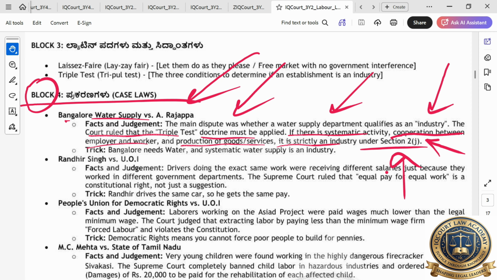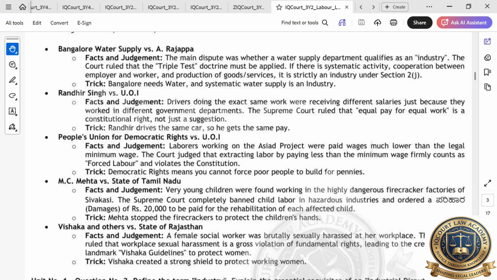As it happened before the introduction of this new labor code, that is the reason it has the old section. You don't need to write the whole new section. You just write the judgment. That's sufficient. The trick: Bangalore needs water. Systematic water supply is an industry. This is the way in detail we are explaining in the block.